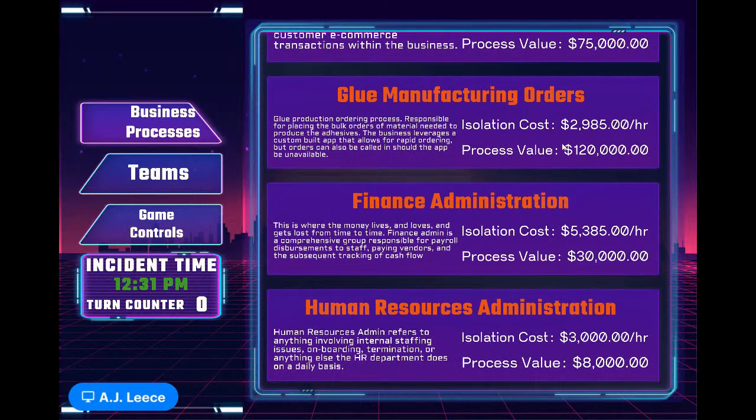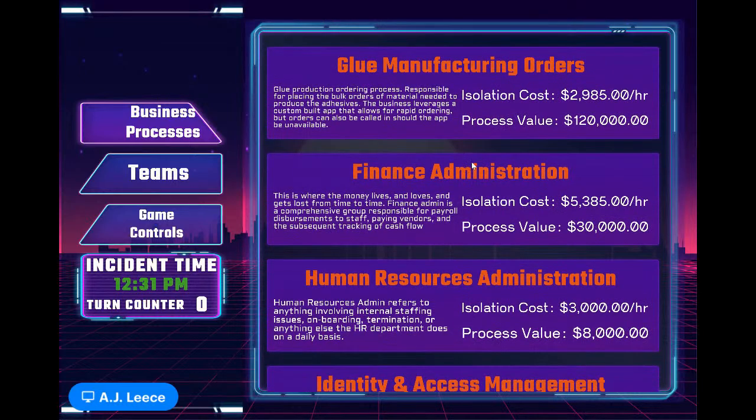Similarly, our glue manufacturing orders, we have an application in the business that we use to talk to the actual manufacturing and ordering process. But with this piece, there is a human in the loop. So if that process is down, it's not as expensive because we can just pick up the phone and place the orders manually. But it does take a little bit more time because we've got to go through some of the old fashioned ways, with pen and paper and everything else.